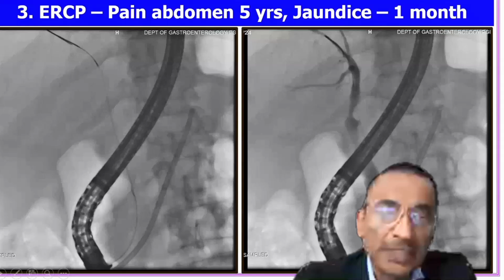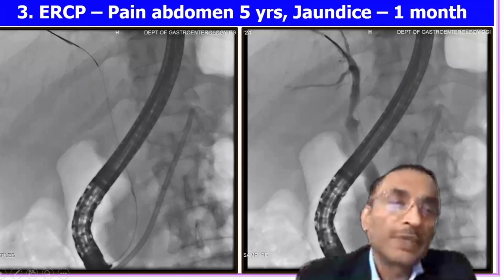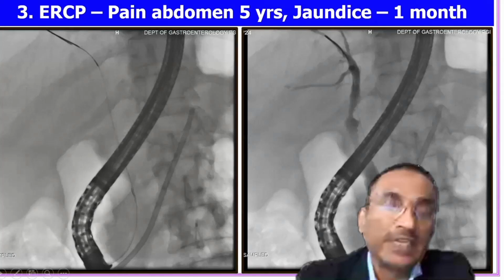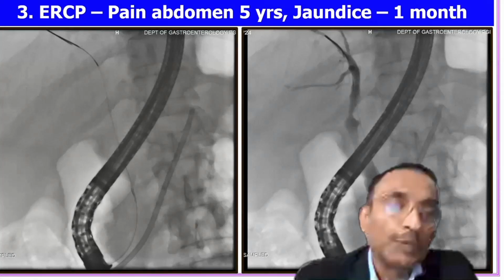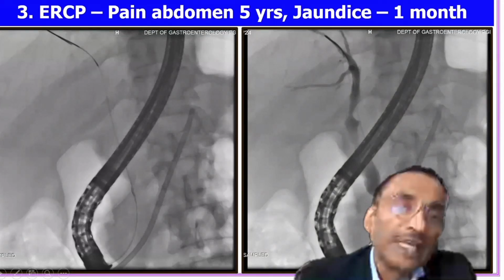So this patient had pancreatic ductal stricture in the head region as well as biliary stricture in the lower CBD. So again, what will you do for the pancreatic duct? I told you that 10 French is generally what ESGE recommends. But many people now go for 14 French or even 17 French in the pancreatic duct, particularly when the pancreatic duct is dilated.